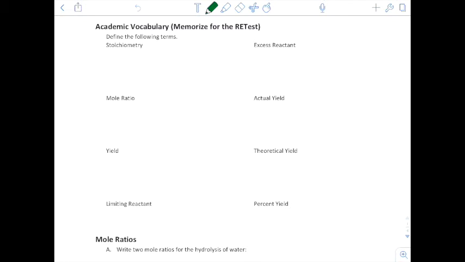So welcome to your Unit 8 guided practice. We'll start with our academic vocabulary that you need to memorize for your retest. The first one is stoichiometry. Stoichiometry is the calculation of quantity of products and reactants in a chemical reaction.